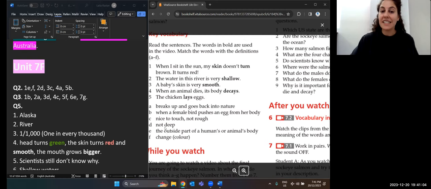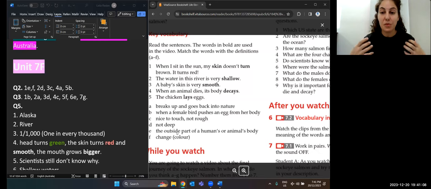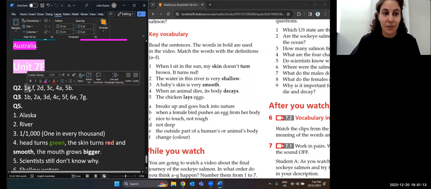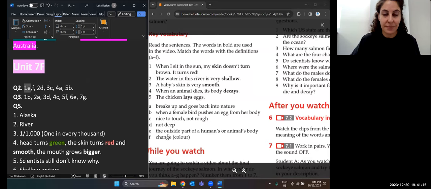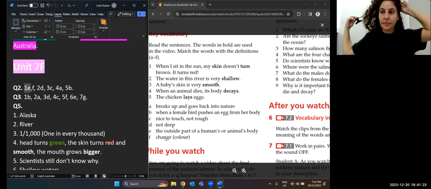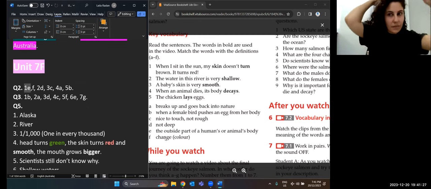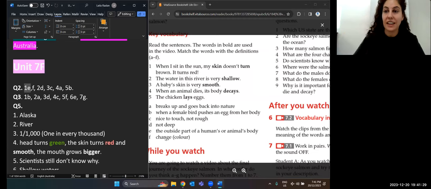So skin is E, the outside part of the human or animal's body. That's the skin. Yeah, so E. And turn is F. It means to change color, like to turn, to change a different color.